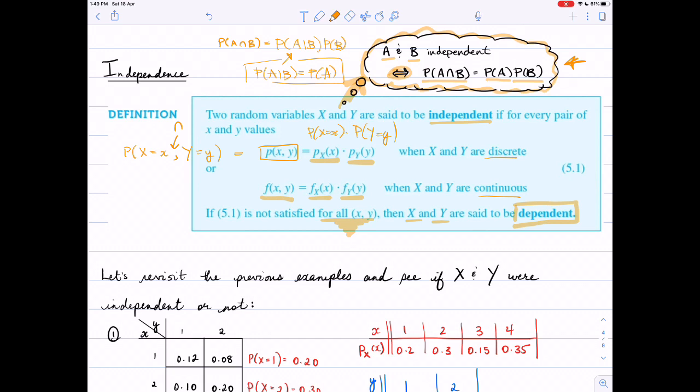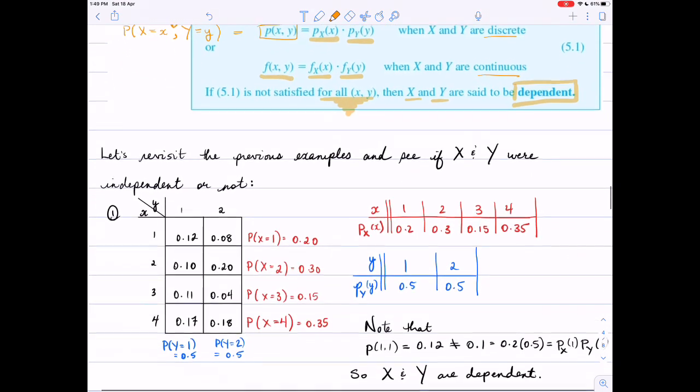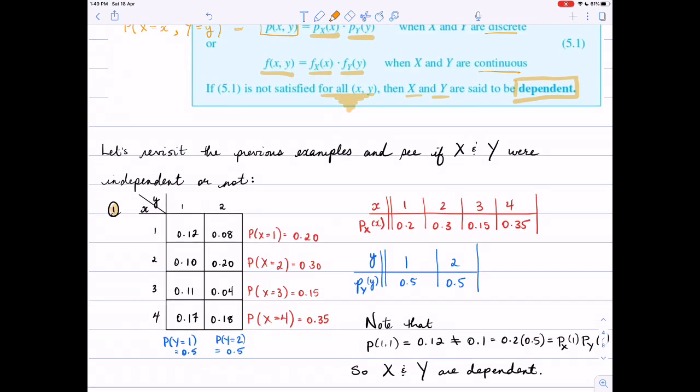So let's go back and look at the examples from the previous video and see whether X and Y were independent or not. Let's look at example 1, where we had this table, which gave us the joint PMF, the probability that X is equal to x and Y is equal to y, little p of x,y, and we had the two marginal distributions. The definition says for every single pair x and y, we need to have this product up here be true. So let us check if that is true.